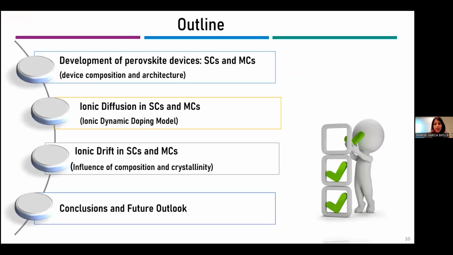I will talk very shortly about how we develop these perovskite devices. Then I will present what I think is the most important part of the work: how we approach the study of the ion migration process, first focusing on ionic diffusion and then ionic drift in this material. Then some conclusions and what I think is the future outlook of this field.